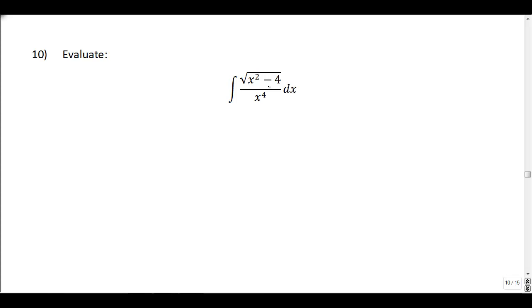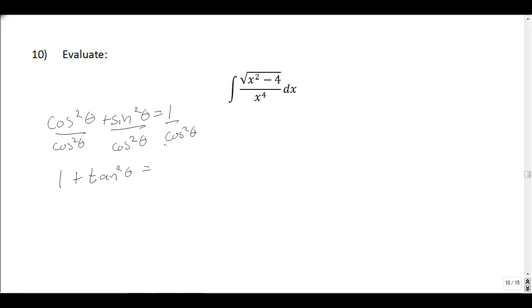What I'm going to focus on here is I see x squared minus 4. And that tells me I can do a certain trig substitution and this should work out. And what I'm going to take advantage of is I know cosine squared theta plus sine squared theta equals 1. I can get another identity by dividing all 3 of these terms by cosine squared theta. So I just divide by cosine squared theta each time. And I get 1 plus sine squared theta over cosine squared theta, tangent squared theta, equals 1 over cosine squared theta, which is secant squared theta.